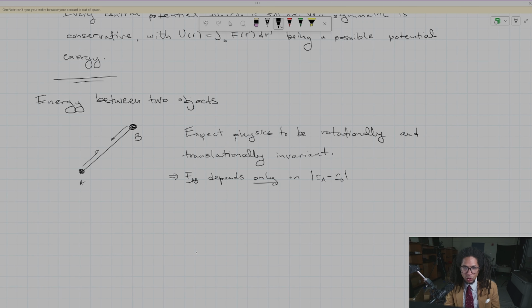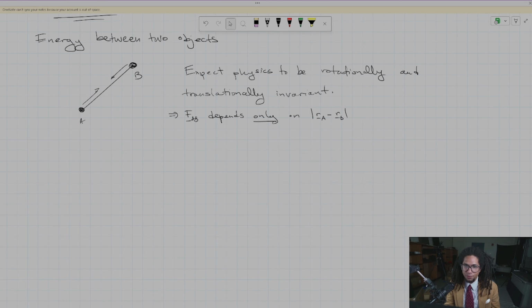But now let's do something sort of clever. We can work in a coordinate system such that A is at the origin. So let me draw in our coordinate system here. So we put A at the origin.